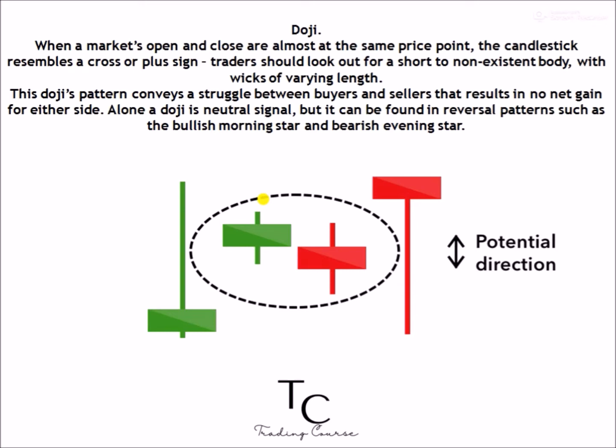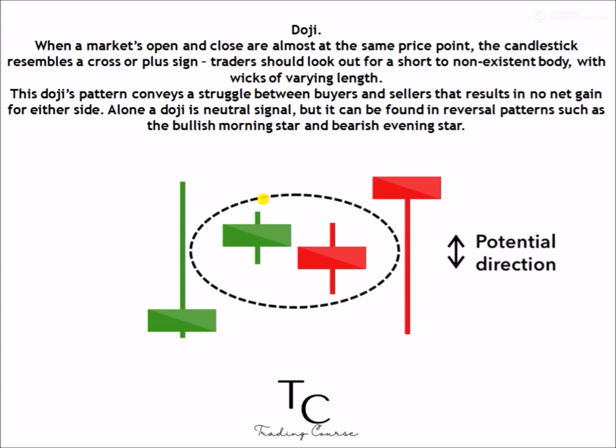Doji. When a market's open and close are almost at the same price point, the candlestick resembles a cross or plus sign. Traders should look out for a short to non-existent body, with wicks of varying length. This doji pattern conveys a struggle between buyers and sellers that results in no net gain for either side.